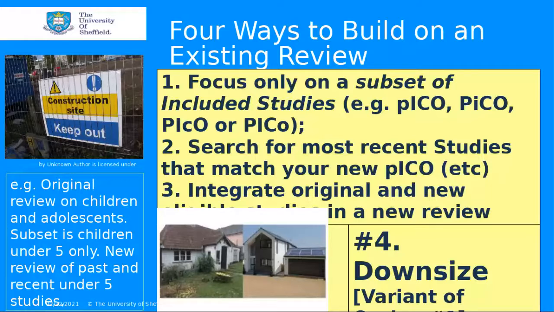And so a good example of this would be, for example, if the original review was on children and adolescents, and we decide to do a review that is on under 5 children only. So we would do a review of the studies from the original review that were in under 5s, plus a review that includes new under 5 studies that we've found from our searching.